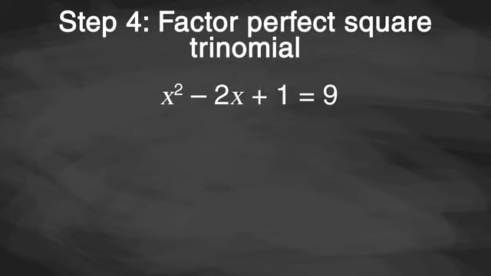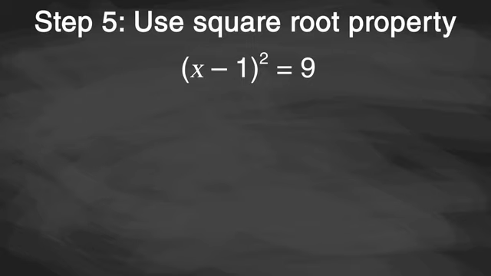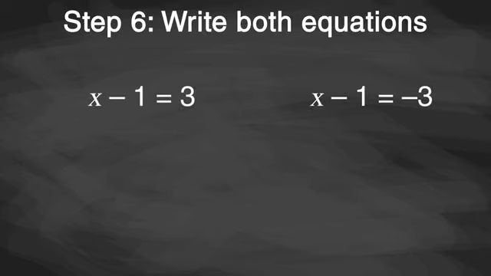Step 4. Factor the perfect square trinomial to (x - 1)(x - 1) = 9. Rewrite the equation as (x - 1)^2 = 9. Step 5. Use the square root property to take the square root of both sides of the equation. And don't forget that a square root can be plus or minus. The square root of (x - 1)^2 equals plus or minus the square root of 9. x - 1 equals plus or minus 3. Step 6. Rewrite the equation as two equations. x - 1 = 3 and x - 1 = -3.